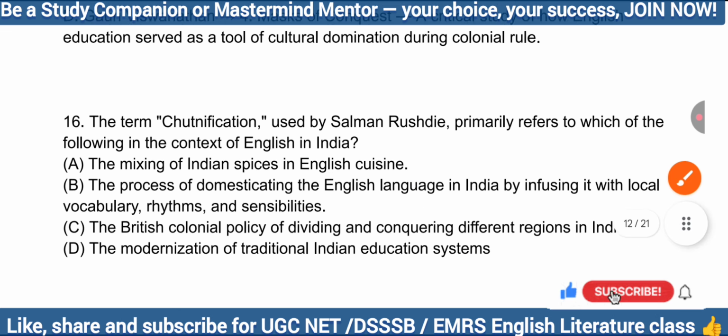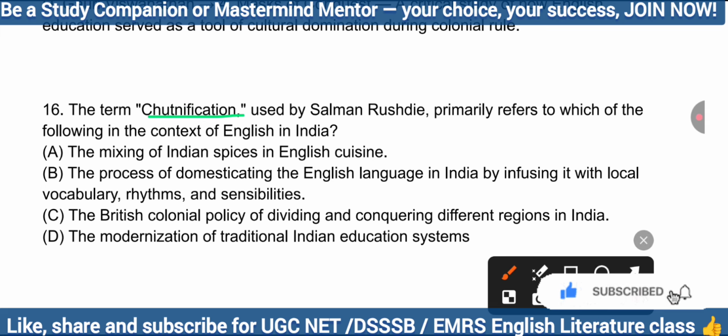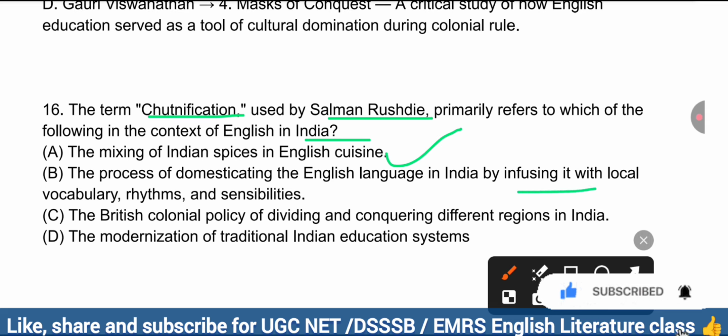Okay. Next one, we have the term chutneyfication. Sorry, this is a name I have to pronounce, but it is funny. Used by Salman Rushdie, it primarily refers to which of the following in the context of English in India: the mixing of Indian spices in English cuisine; the process of domesticating the English language in India, infusing it with local vocabulary, rhythms, and sensibilities; the British colonial policy of dividing and conquering different regions in India; or the modernization of traditional Indian education systems.